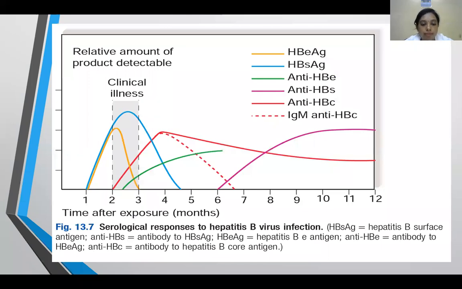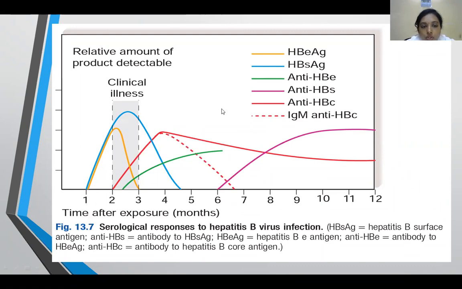This graph has already been discussed in acute hepatitis in the previous class, so I am just brushing it up. What does this graph show? These are the markers which appear at various times of the illness, and these are the weeks, time after exposure, 1, 2, 3, 4 weeks. In between weeks, and these are the months.